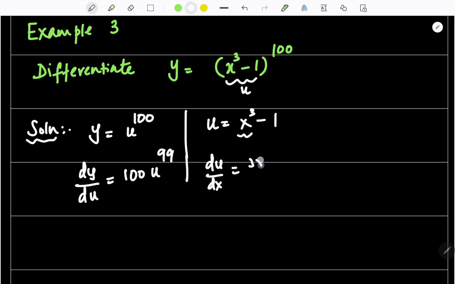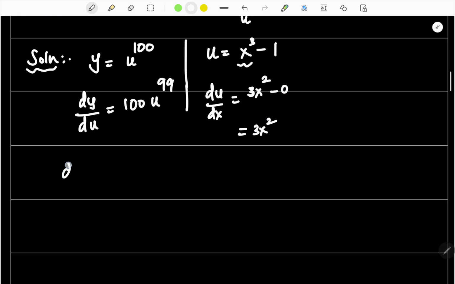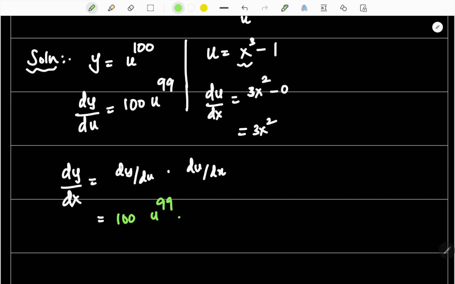x cube derivative is what? 3x square. Minus 1 derivative is what? 0. So it means it's equal to 3x square. What is the rule? dy by dx is equal to dy divided by du and du divided by what? dx. What is dy divided by du? Which is 100 u to the power of 99. What is du divided by dx? This is dy divided by du and this is du divided by dx. So this is 3x square.